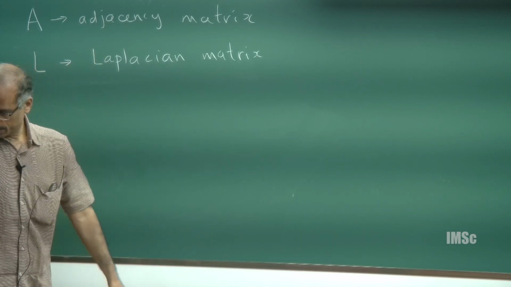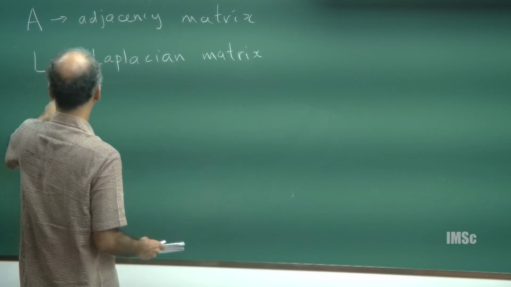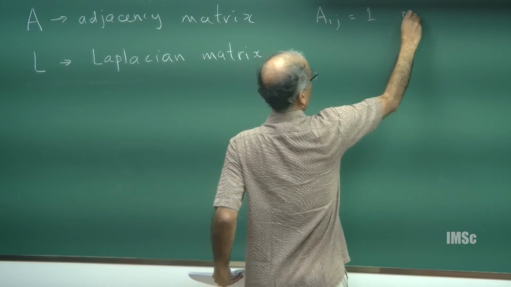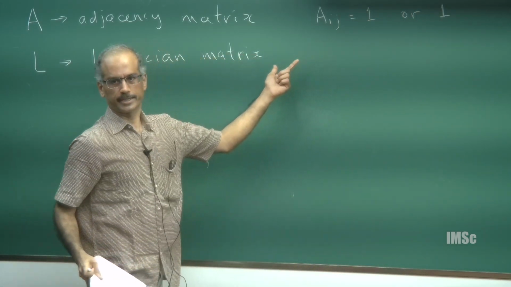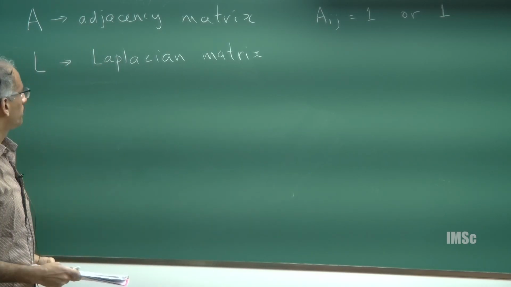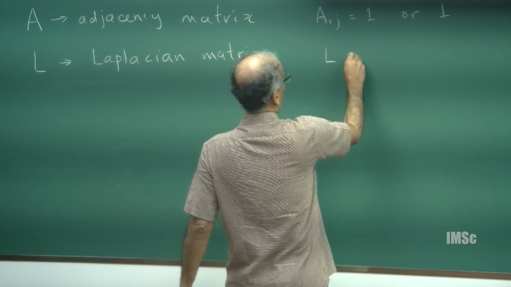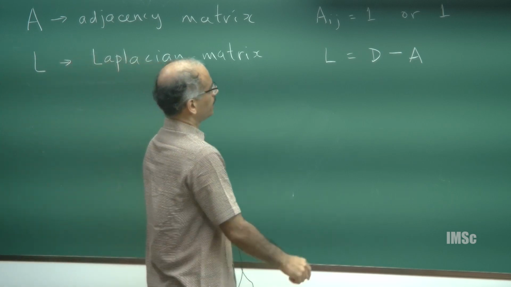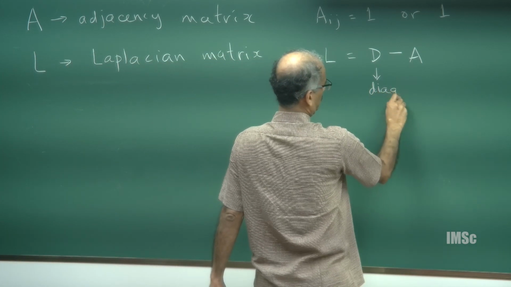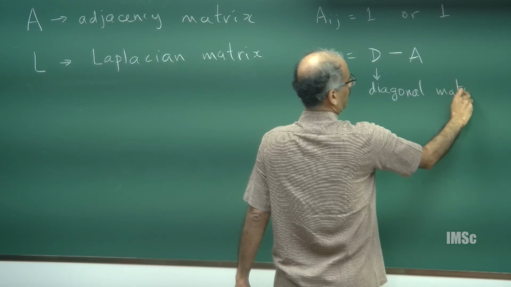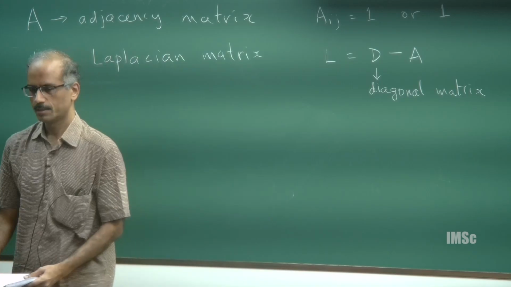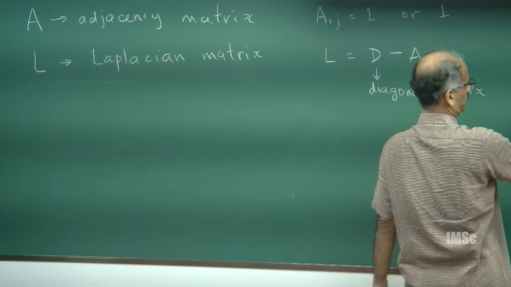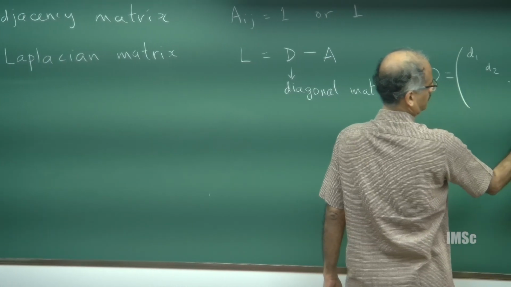Okay, so the adjacency matrix is Aij equal to 1 or 0 depending on whether the nodes i and j are connected or not. By now you probably know about that, and this matrix L is D minus A. A is the adjacency matrix and D is the diagonal matrix whose elements are the degrees of the ith node. So it will be something like D1, D2, Dn.